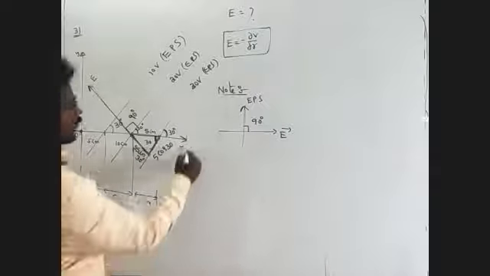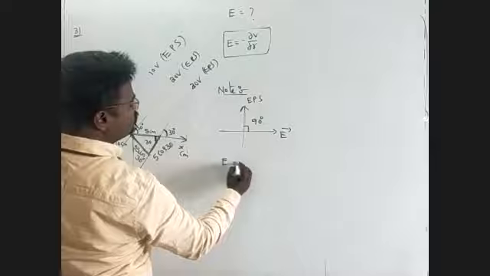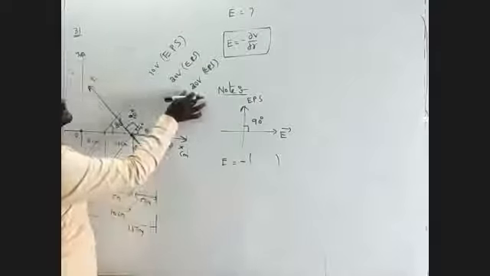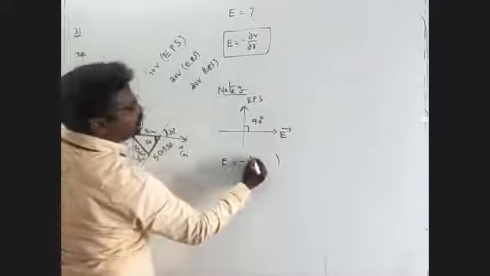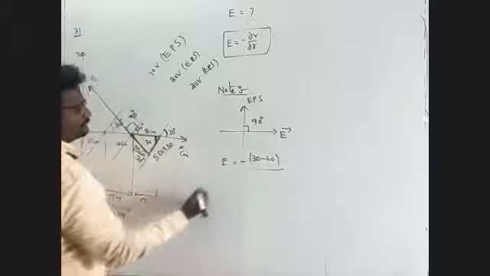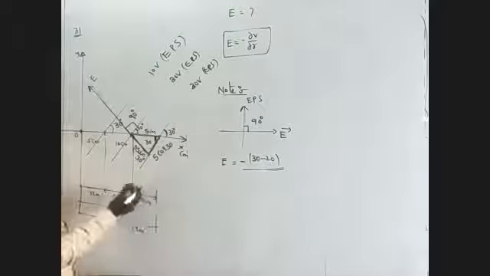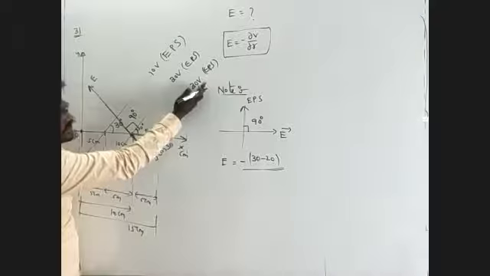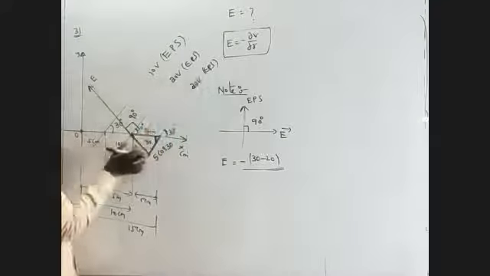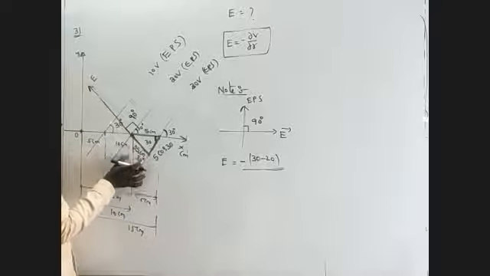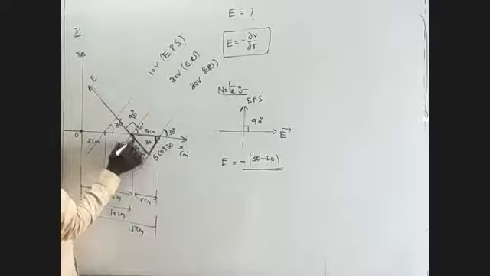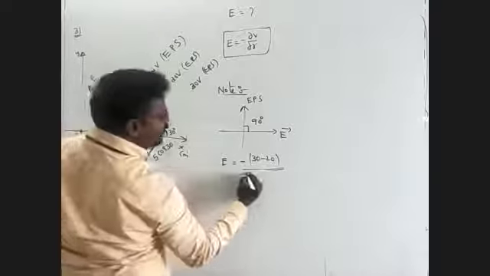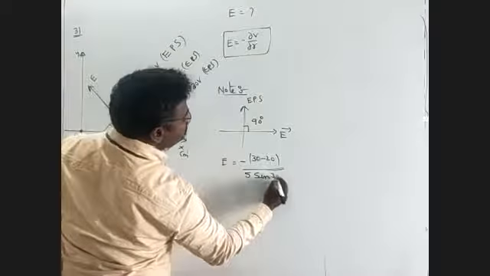Now we are going to calculate E is equal to minus dV by dx. What is dV? This is 30 and this is 20: higher potential minus lower potential, divided by the distance between them. What is the distance? I want this distance, perpendicular to the EPS lines. This line is 5 sin 30.